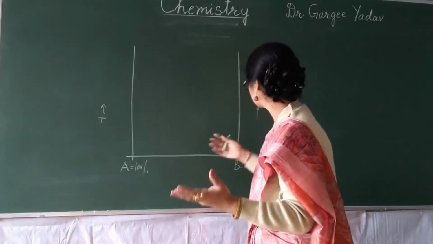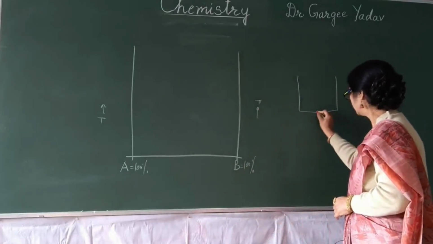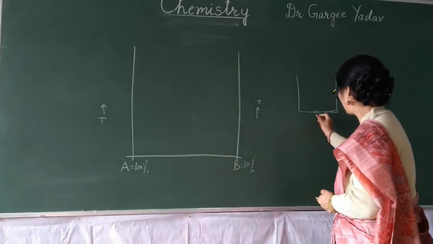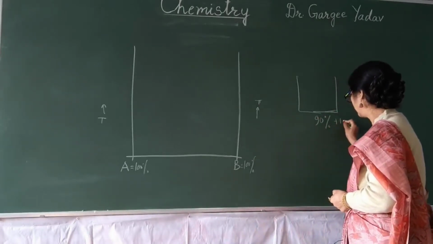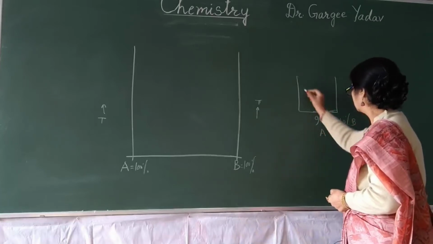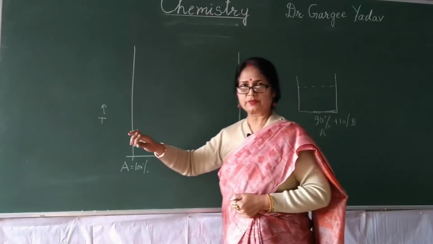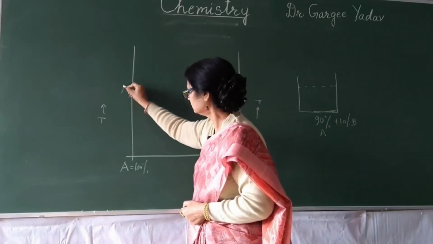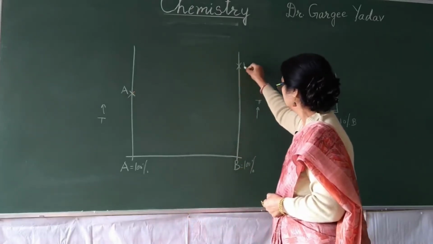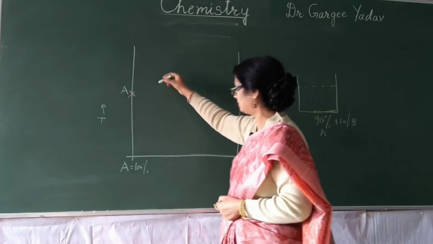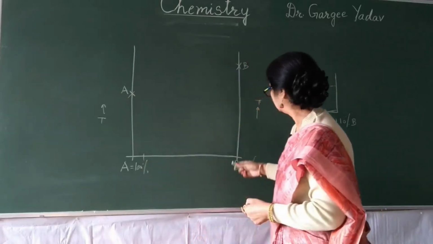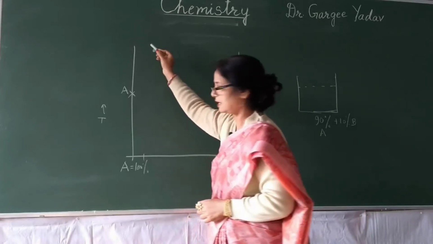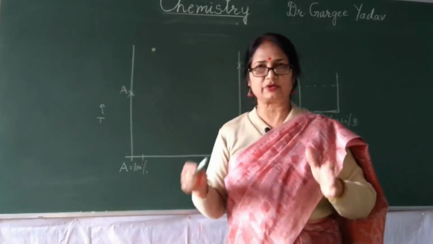So let us take a vessel in which we take component A. Let us take 90% of component A and 10% of component B, and we heat it to a temperature above the freezing point of A and B. Let this be the freezing point of A and let this be the freezing point of B, somewhat higher than A. This temperature is above the melting point of both A and B.